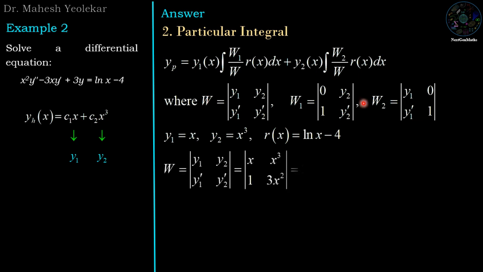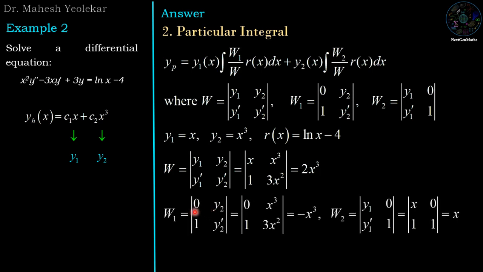We have W equal to the determinant y1, y2, y1 dash, y2 dash. So x, x cube, 1, 3x square and its value is 2x cube. W1 equals the determinant 0, 1, y2, y2 dash. So 0, 1, x cube, 3x square. So its value is minus x cube. W2 equals the determinant y1, y1 dash, 0, 1, so x, 1, 0, 1 and its value is x.